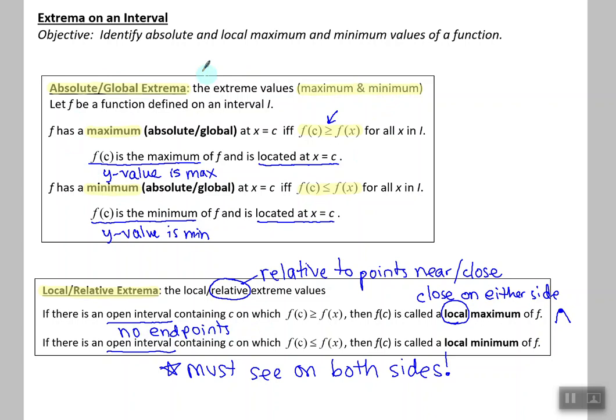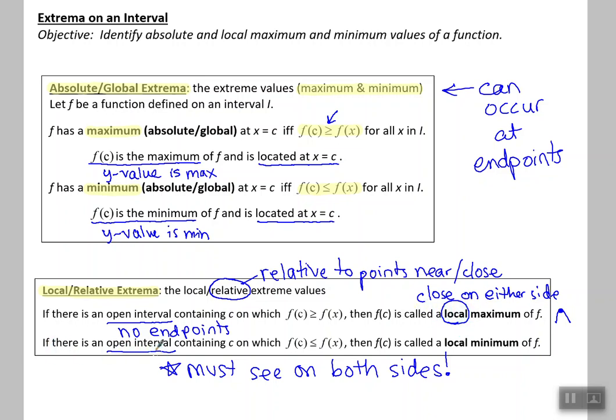Whereas the absolute or global extrema, these can occur at endpoints because this is just the highest and lowest values of the entire function. Global, think of all of it like a globe. Absolutely the highest and lowest values no matter where they are. That's different from local or relative, where we're looking for points relative on either side in a local place.